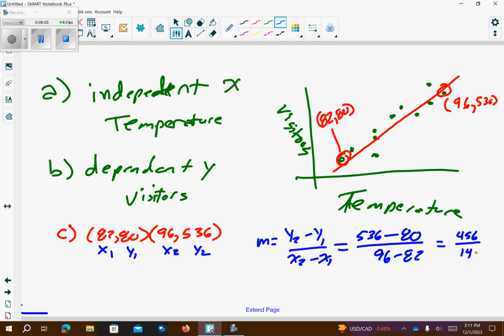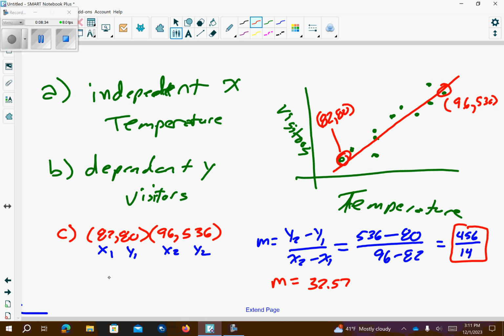Now, sometimes it's better to make your slope a decimal. It's not all the time, it's just sometimes. But for this one, I'm going to go 456 divided by 14 on a calculator, and that's going to give me 32.57. I know it looks funny that you have a slope that's a decimal, but sometimes it makes this a little bit easier.